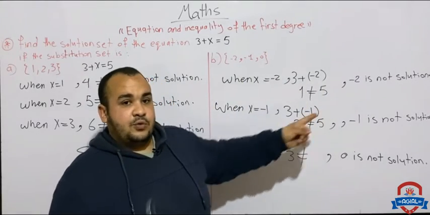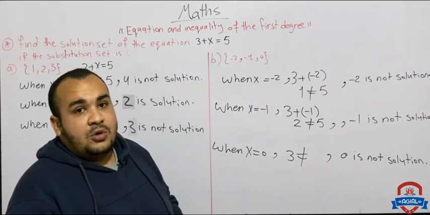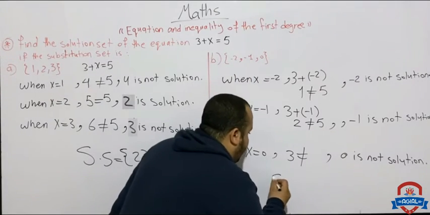And now negative 2, negative 1, and 0 are not solutions for this equation. So the solution set equals {5}.